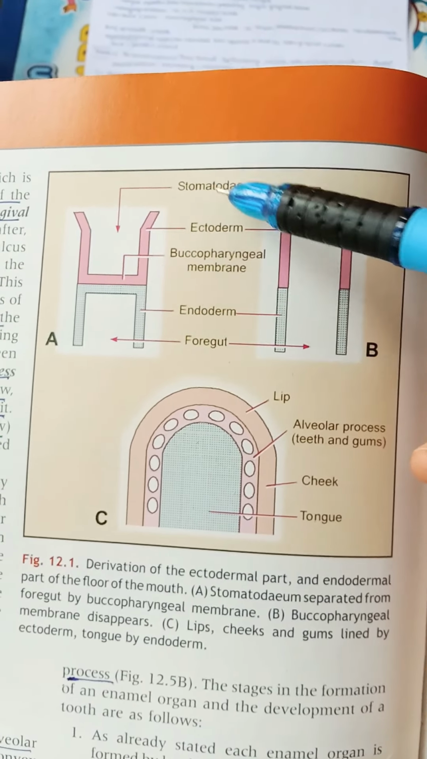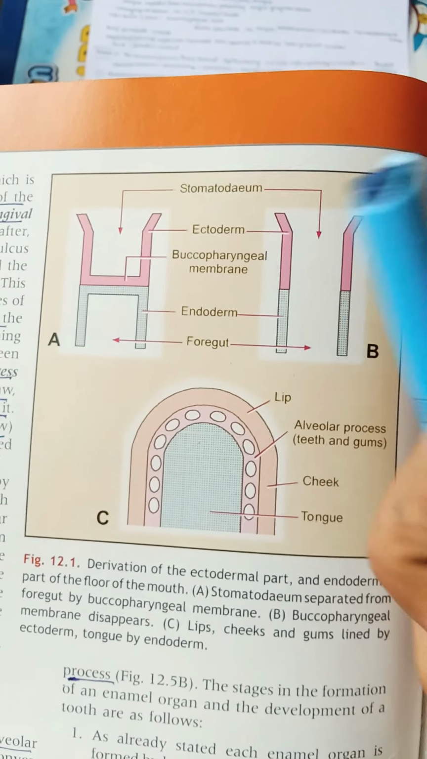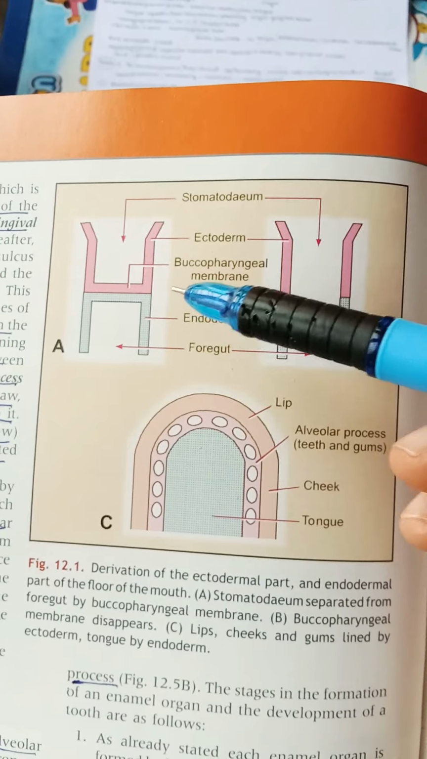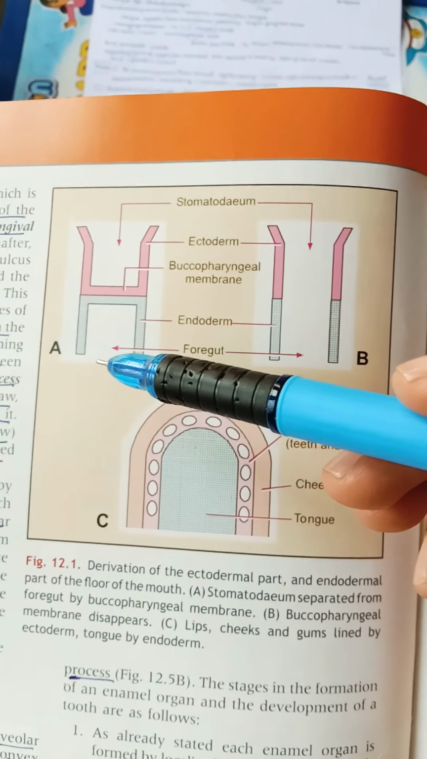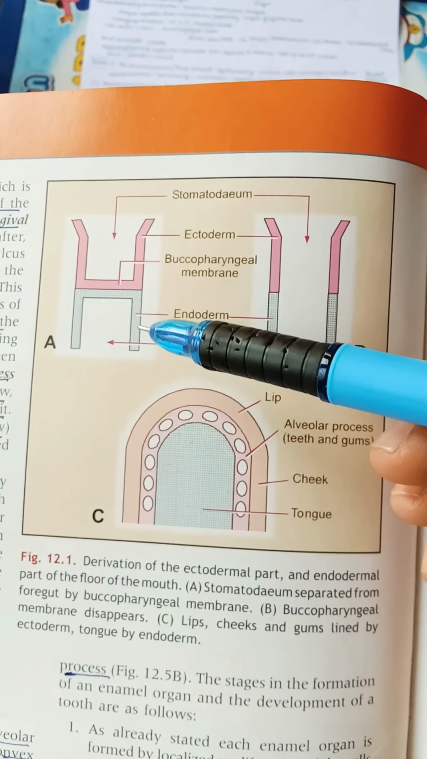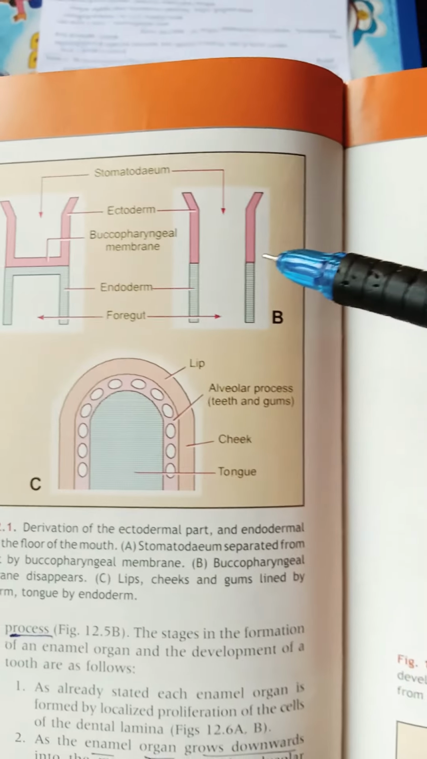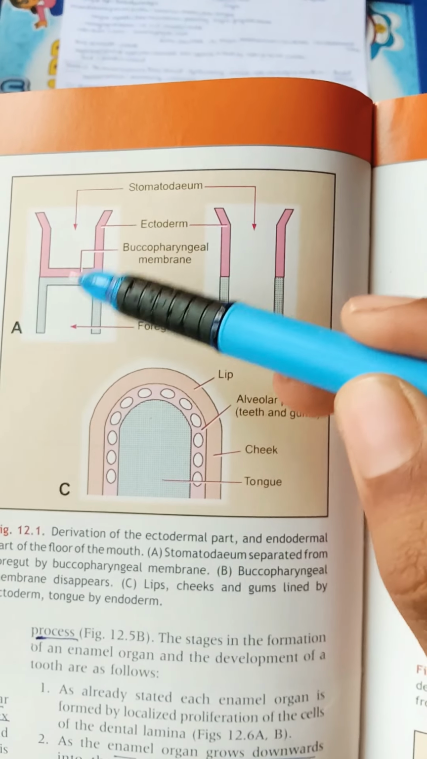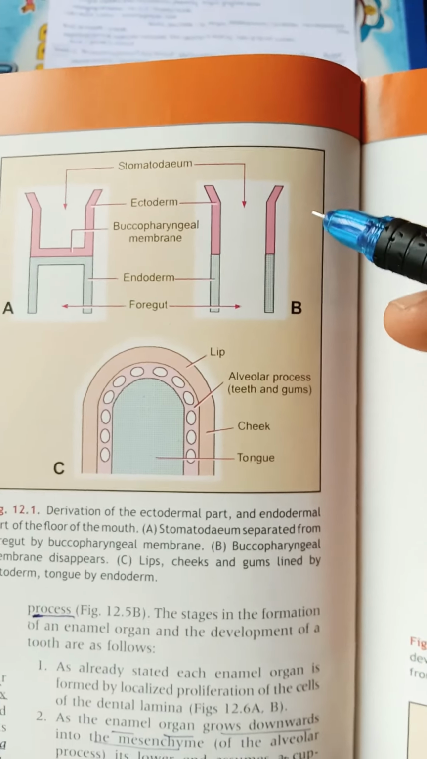It forms the ectodermal part, and this forms the buccopharyngeal membrane over here. And this one you can say is the endoderm, and this is from the foregut. So the foregut gives the endodermal part, and the stomatodeum, up to the buccopharyngeal membrane, gives the ectodermal part. Later the buccopharyngeal membrane disappears, and both fuse together like this.